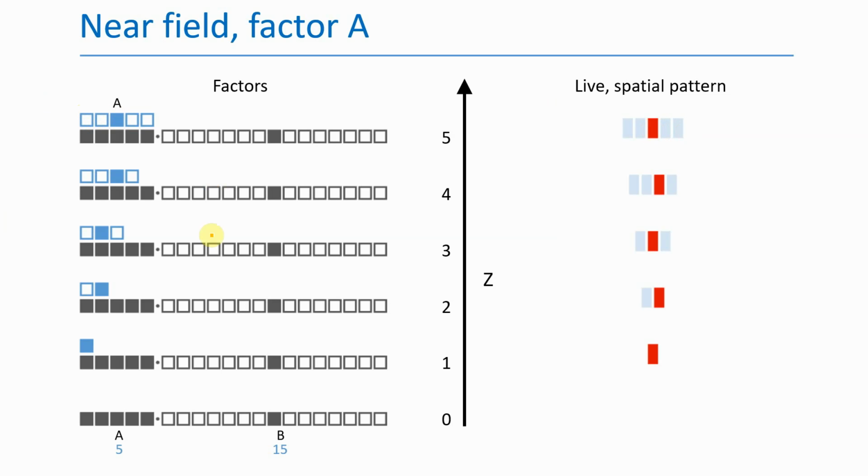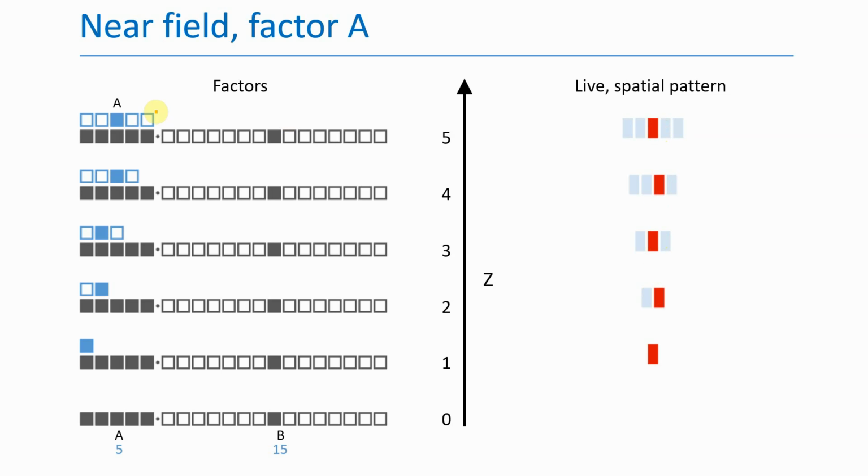So for instance, let's look at z equals 1, a single wavelength from the flat. Here, the live consists of a singular factor size 1. In spatial terms, this corresponds to one bright patch. As the singular factor grows to sizes 2, 3, 4, and 5, we see that in spatial terms, the live grows by adding dark patches without adding any bright patches.